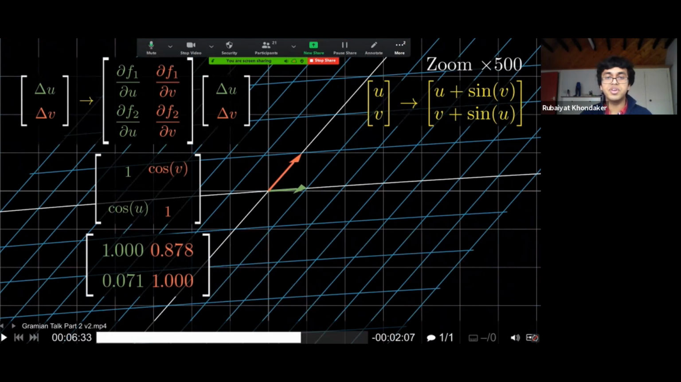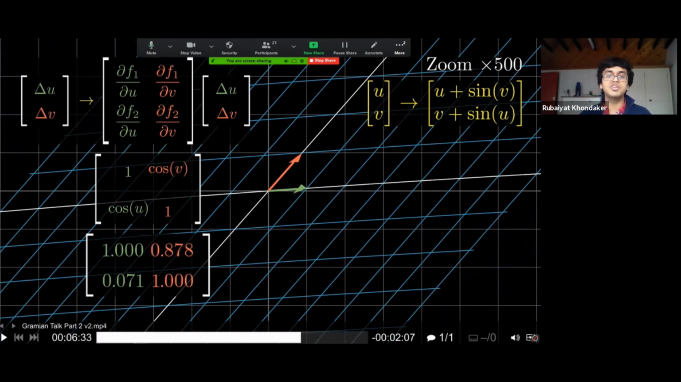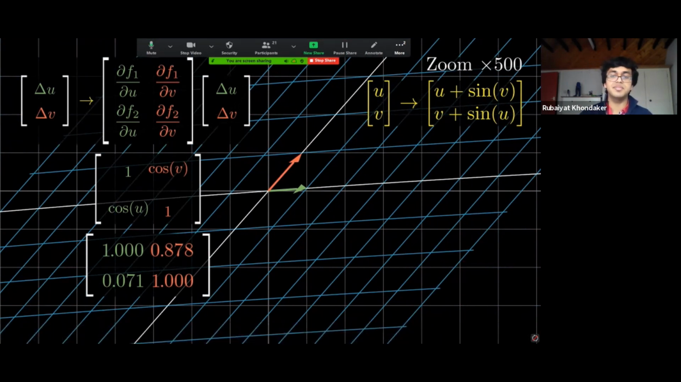So the x component of the green vector is about 1 times the original place. The y component is slightly more than 0. And for the red vector, its x component is just slightly less than 1. Its y component looks still to be 1. So this really is the matrix representing that linear transformation.